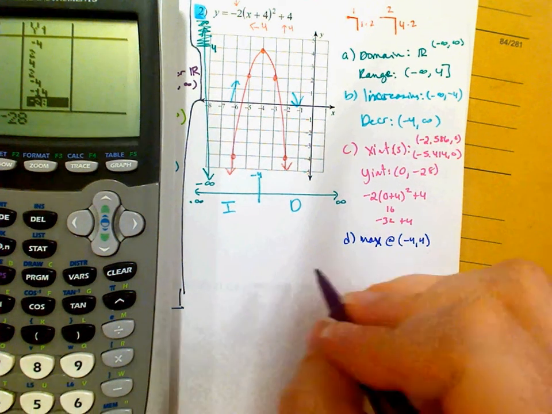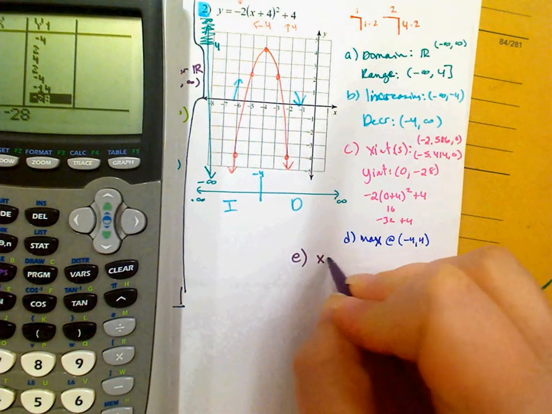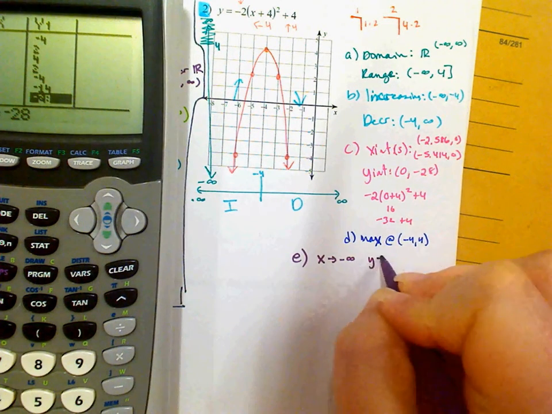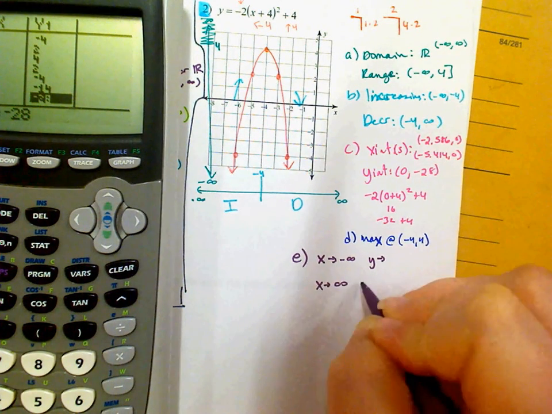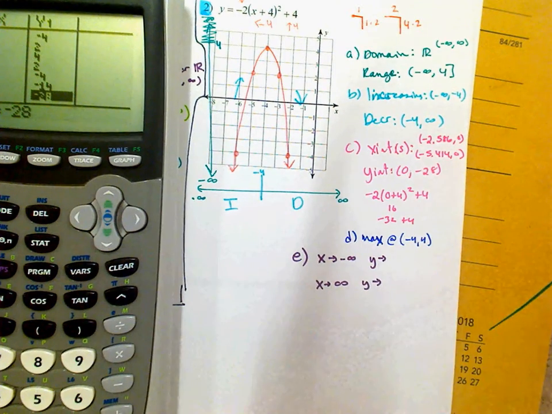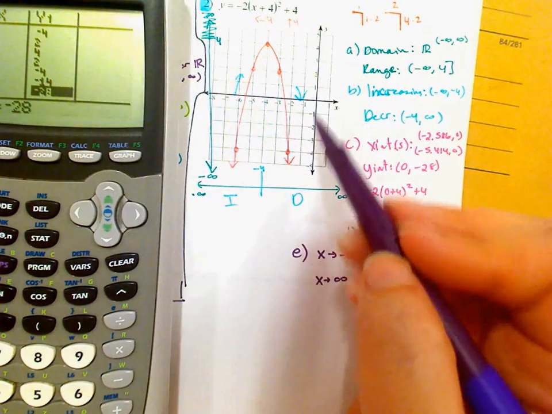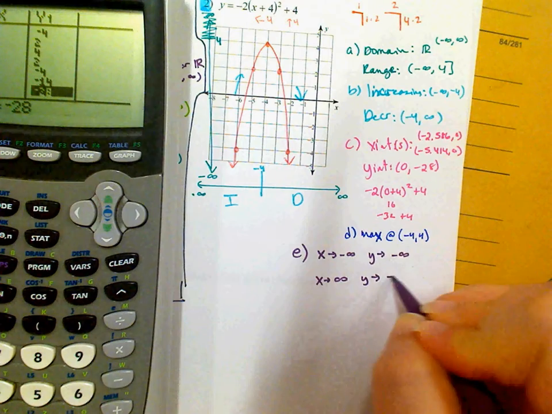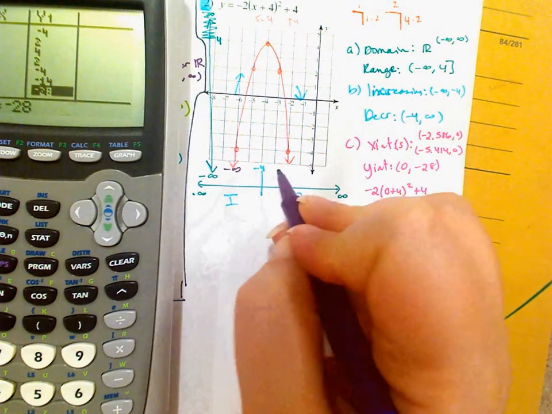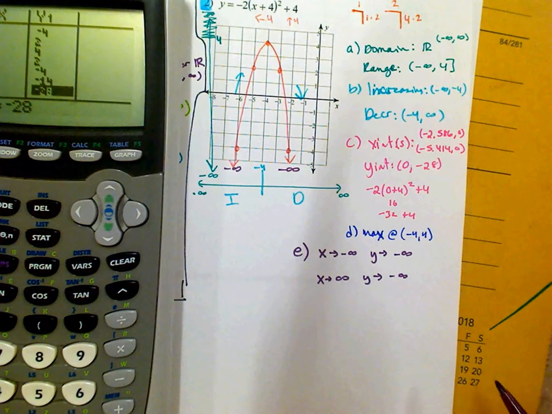So as x approaches negative infinity, y approaches. As x approaches positive infinity, y approaches. Okay? So basically this is just as you go left and as you go right. As you go left, it goes down, and as you go right, it goes down. So either way, they're both negative infinity because they're both going to negative infinity. Okay? And there's number 2.